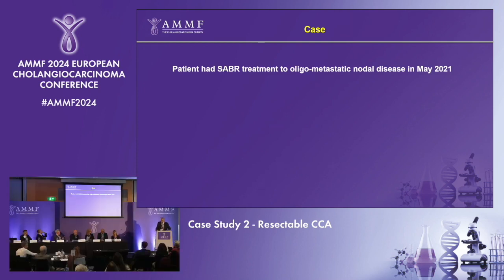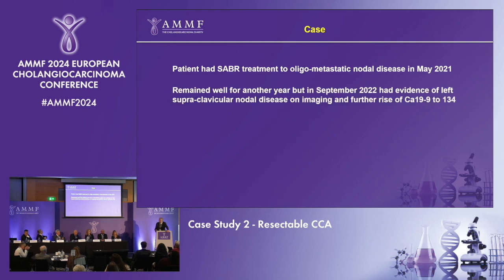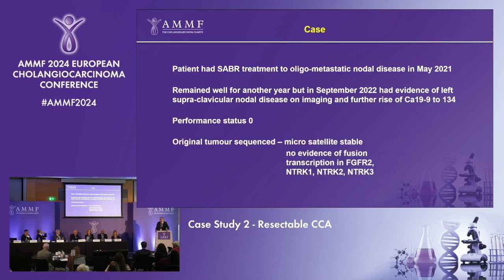Yeah, so they did have SABR, and I do take Brian's point. You could potentially have done an EUS and a biopsy to confirm that, but with a rising tumour marker and PET-positive disease, I think we just went straight for the local regional therapy. They remained well, but then about a year later, again, a progressive rise in the tumour markers, and evidence of now left-sided supraclavicular nodal disease, which is well away from the original site. They're well, performance status 0.